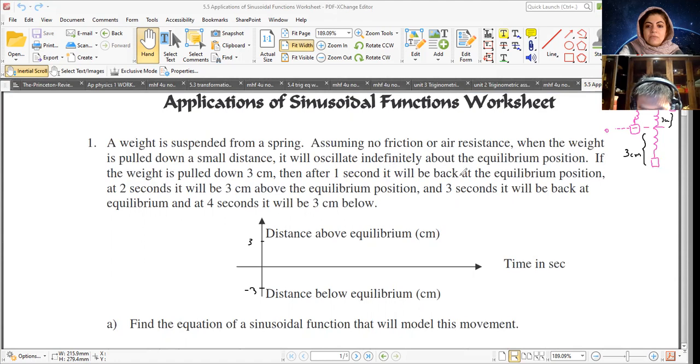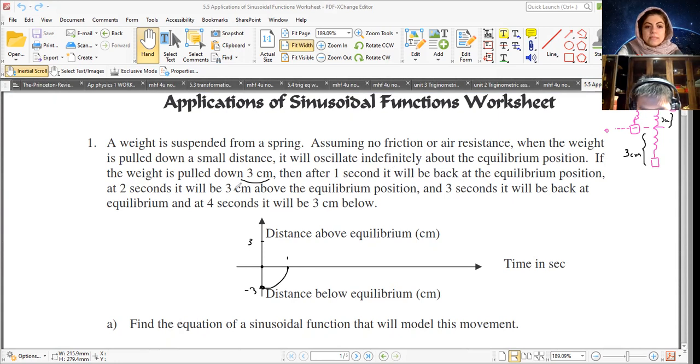After 1 second, it will be back at equilibrium. So at 0 seconds, it is at equilibrium, kind of neutral. Well, actually, you started at 3 down. So your starting point is 3 down here. After 1 second, it will go back to the equilibrium right here.